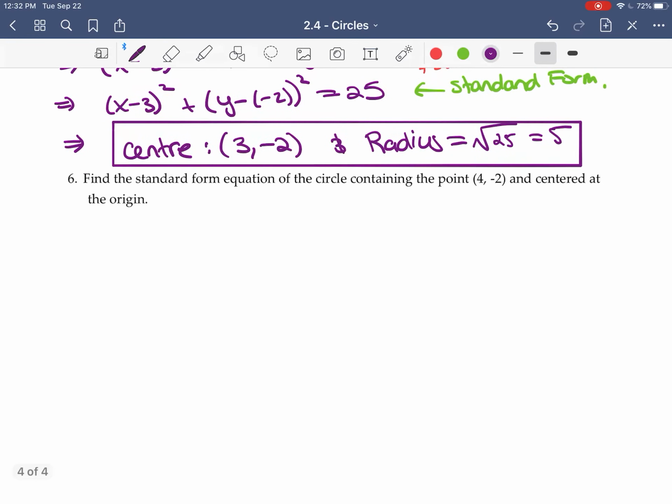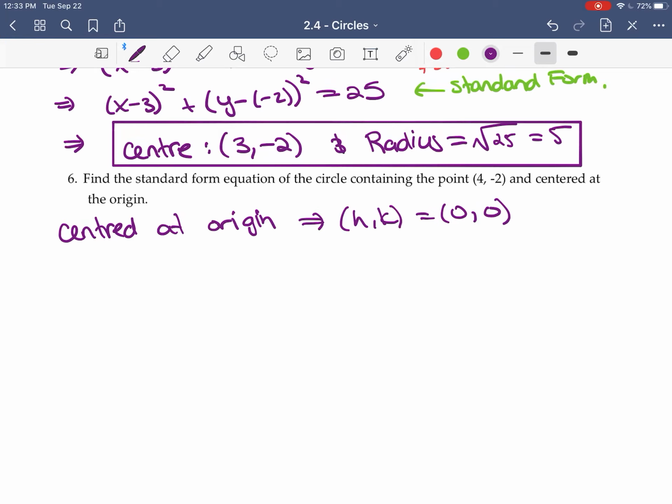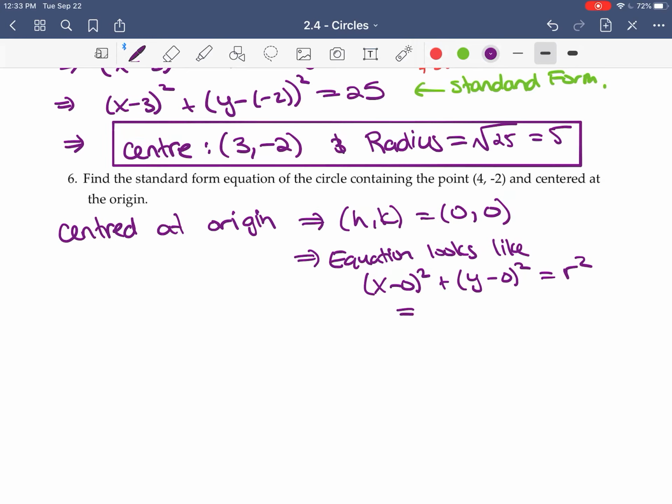Okay, so one more example. We want the standard form of the circle that contains the point 4, negative 2, and it's centered at the origin. Centered at the origin means that my center, h, k, is actually 0, 0. So we already know the equation looks like x minus 0 squared plus y minus 0 squared is equal to r squared. So that means that x squared plus y squared is equal to r squared.